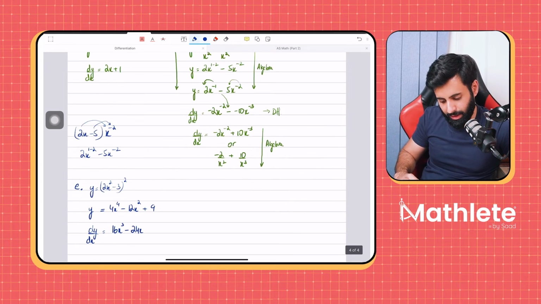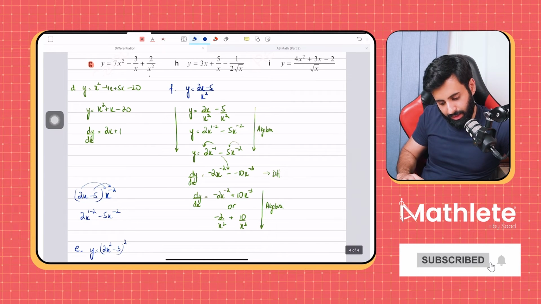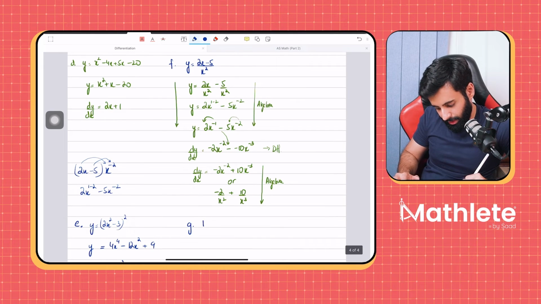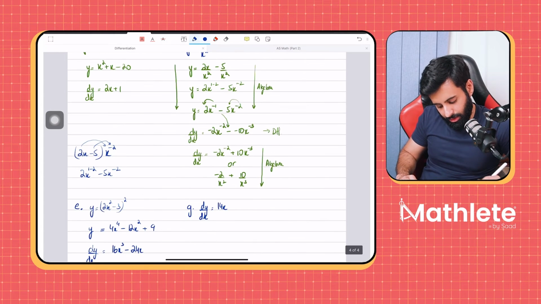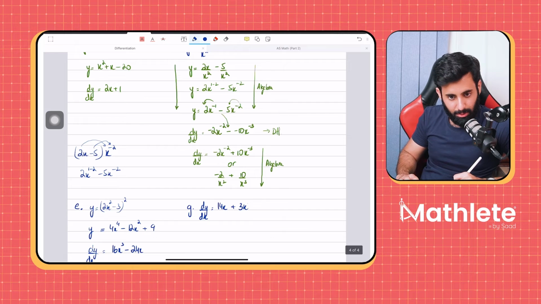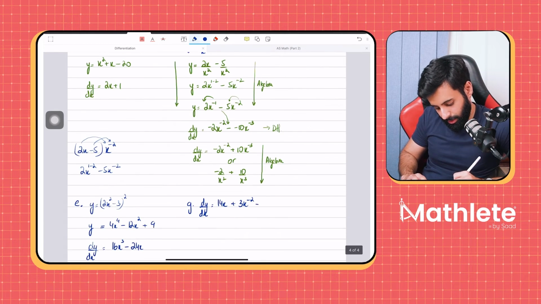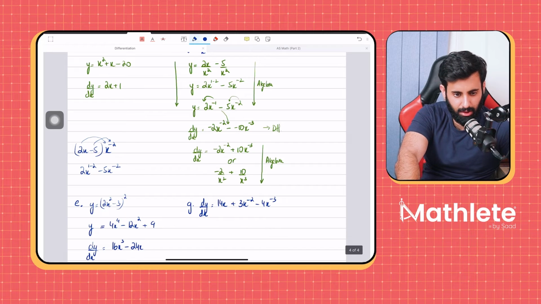So yeah, that's that. Then what about part G? I'll write down the answer to part G. So it's going to be dy by dx equals 14x, then plus 3x to the power minus 2, then minus 4x to the power minus 3. Yeah, that's correct. Be careful of the signs because that is also a very common mistake.